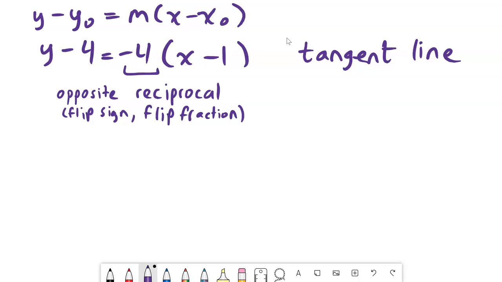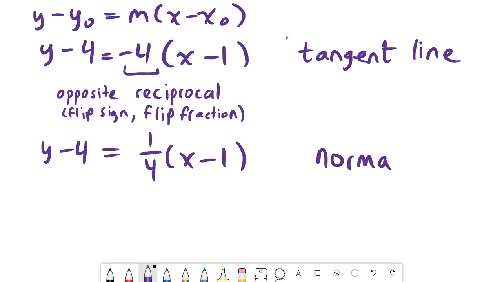So the way we do it to negative 4 is we flip it to positive 4, and then we flip this fraction to 1 over 4. Pretend this is over 1, and then you just flip it. If it was a fraction, you would just flip the fraction. That's the normal slope. So let's do that. y minus 4 is equal to 1 over 4 times x minus 1. This is the normal line, and we are done with this problem. Let's look at the graph to see if we were correct and what it looks like.